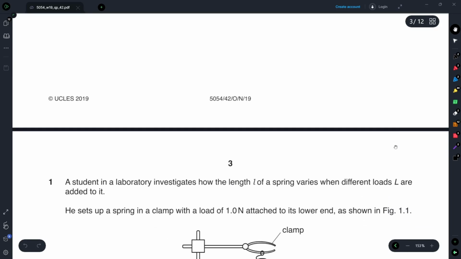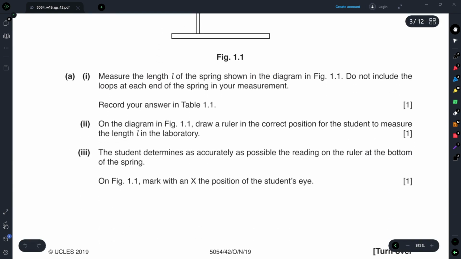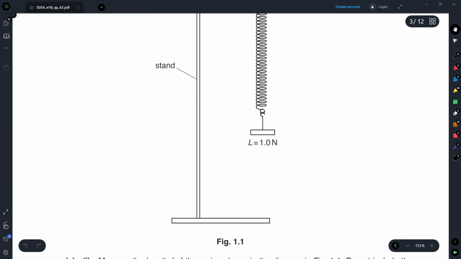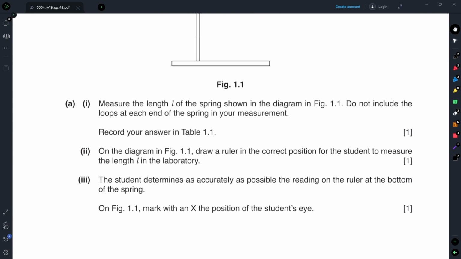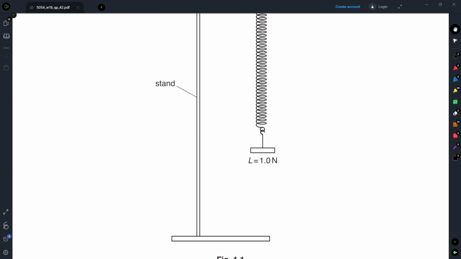Let's go to question number 1. Question number 1 lab में extension load का graph आएगा probably. So it's a deformation का problem. So let's move on. Measure the length and do not include the loops at each end. So important to read the instructions in the question.